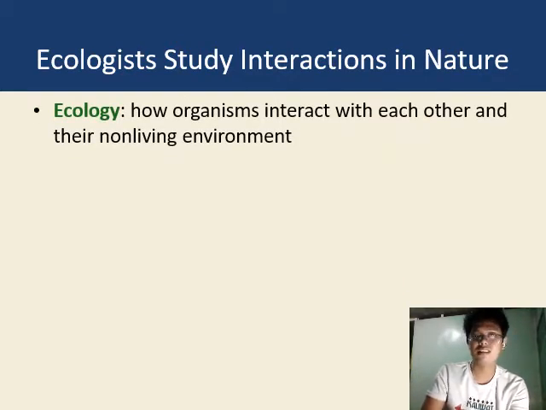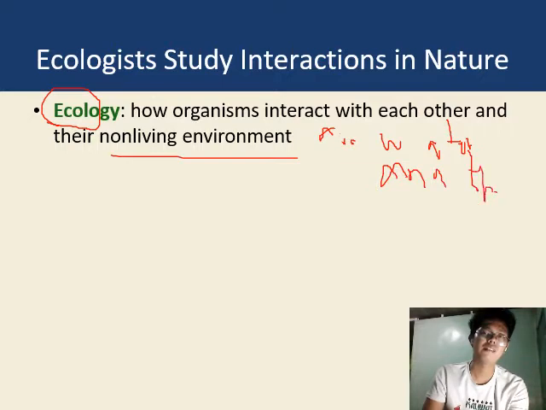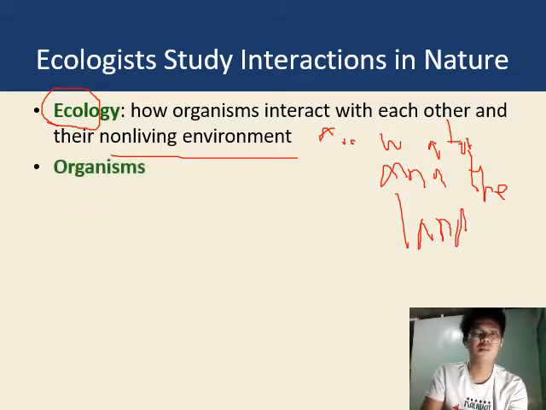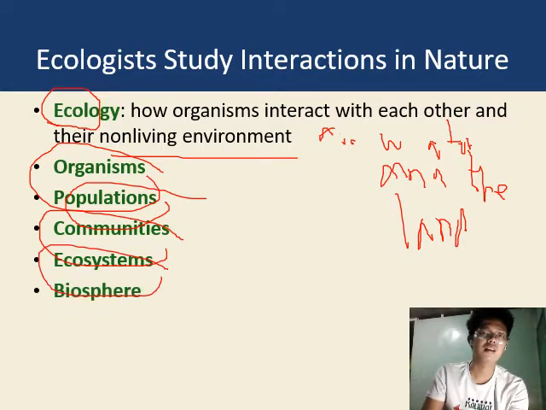So ecologists study interactions in nature. So the study of the interaction of nature is what we call ecology. So it is how organisms interact with each other and with their non-living environment, or the non-living factors or components of the environment, which are the air, the water, and the land itself. So organisms, we have populations, we also have communities, ecosystems, the biosphere.